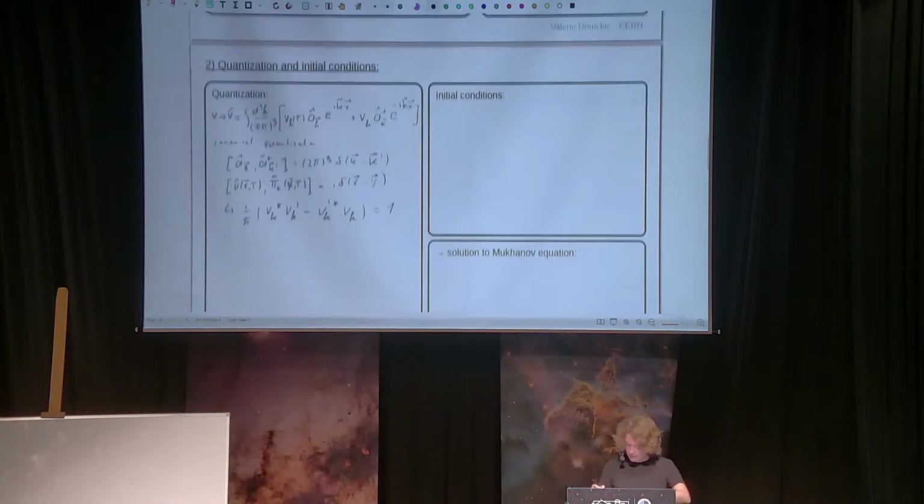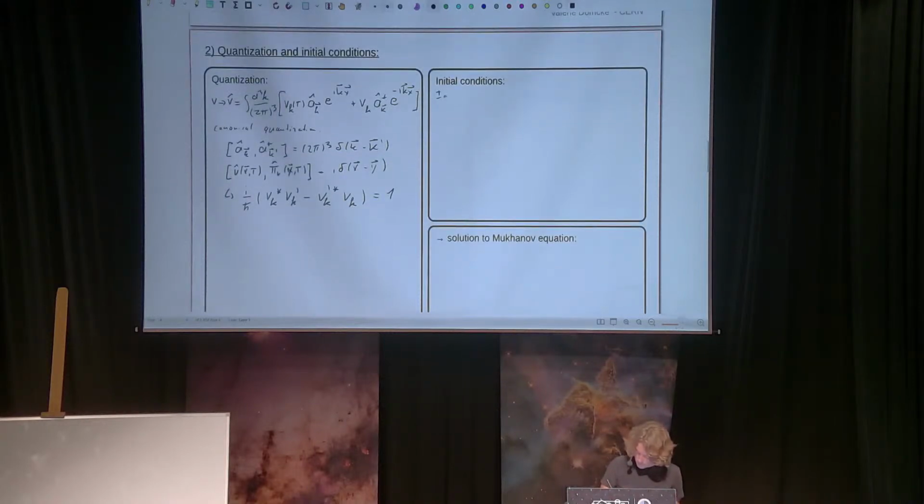So in the far past, we always have k larger than aH. So that means that our Mukhanov equation just becomes v_k double prime plus k squared v_k equals 0, which is just a harmonic oscillator. Okay, and harmonic oscillator is, I think, the only system in physics that we actually know how to solve, which is good because all of physics is just harmonic oscillators. So the harmonic oscillator has a unique state which minimizes its energy.